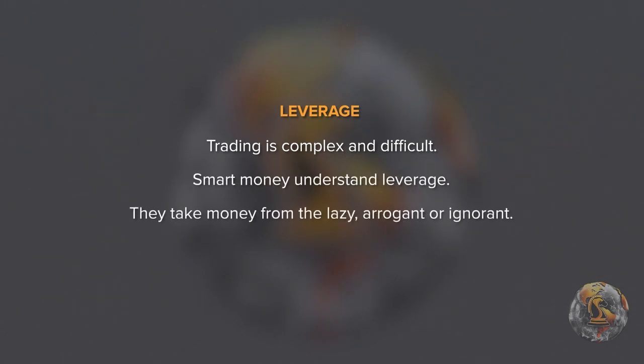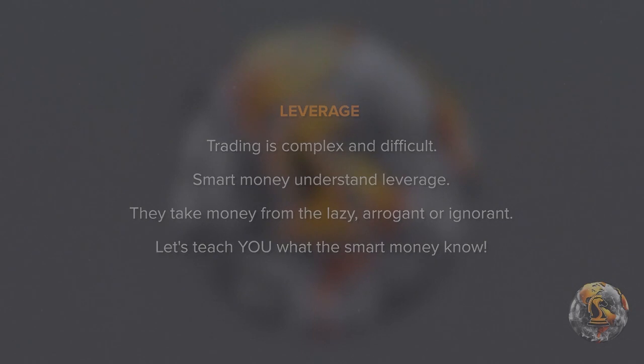Smart money takes money from dumb money who are lazy, arrogant, or ignorant. If you choose to remain lazy, arrogant, or ignorant, you will lose money and you will not make it in trading. So let's teach you what the smart money know so that you can compete on a level playing field with them. First, let's talk through some terms in leverage.